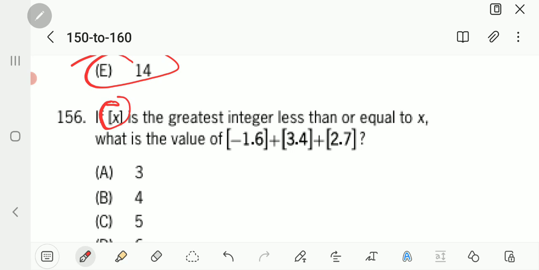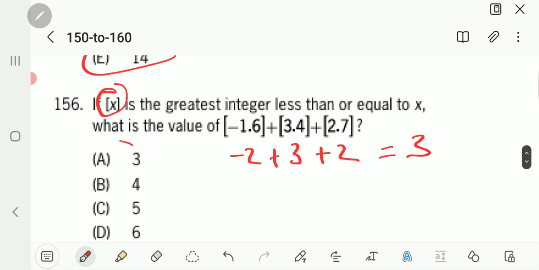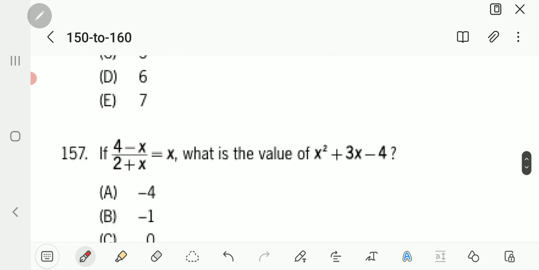So the integer less than minus 1.6 is minus 2. The integer that is less than 3.4 is 3. The integer that is less than 2.7 is 2. Minus 2 plus 3 plus 2 will give us 3. So 3 is correct. Next question.